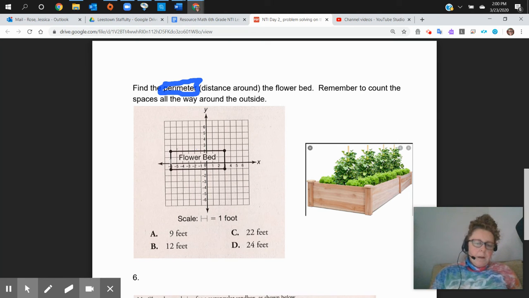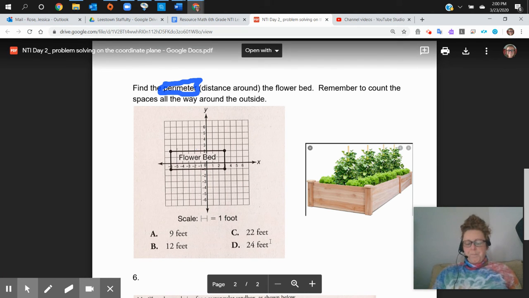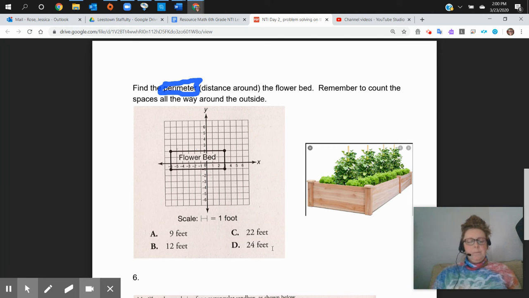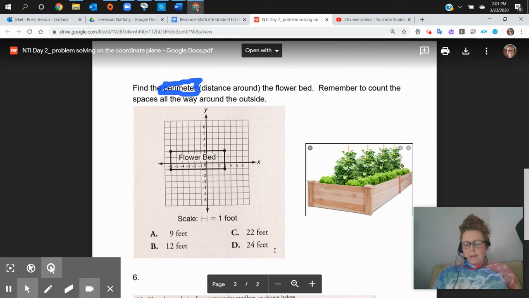So there's 1, 2, 3. So this first line has 3. If you keep count, you're not going to get messed up. You can go ahead and count 4, 5, 6, 7, 8, 9, 10, 11, 12. So this line has 12. So far we've counted this and this. 13, 14, 15, 16, 17, 18, 19, 20, 21, 22, 23, 24. So the distance around this flower bed is 24. Okay, so there's your answer right there. So that is the example.